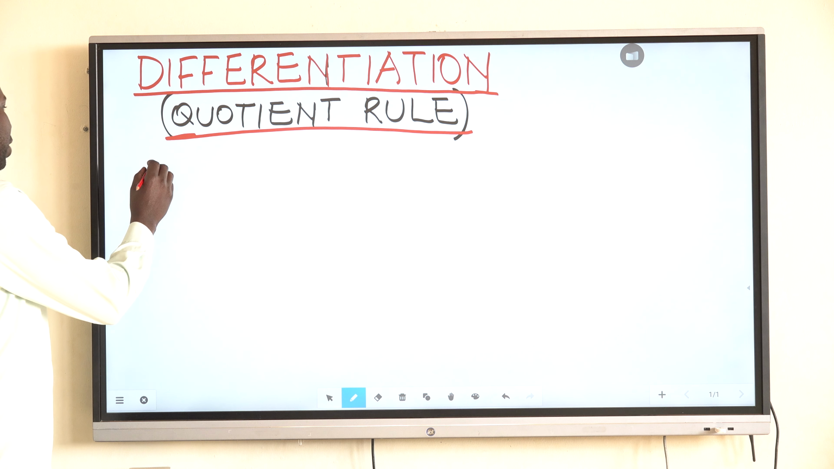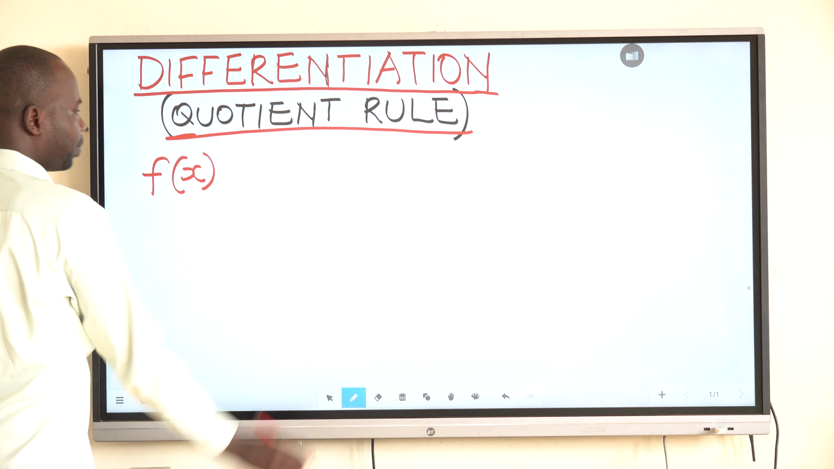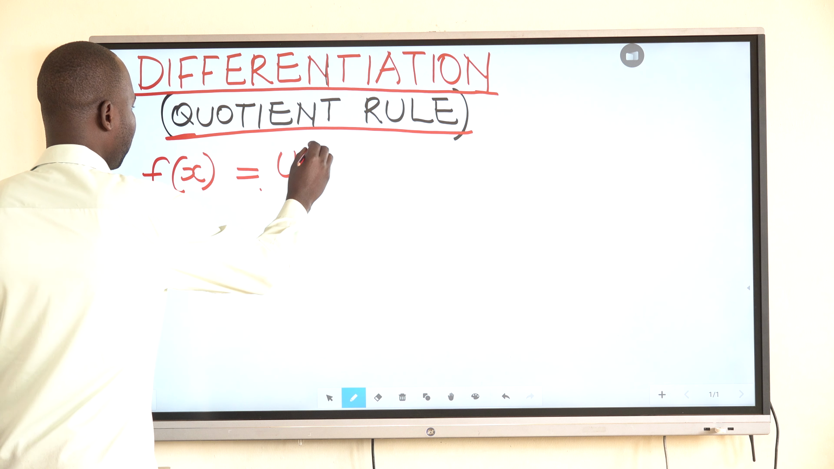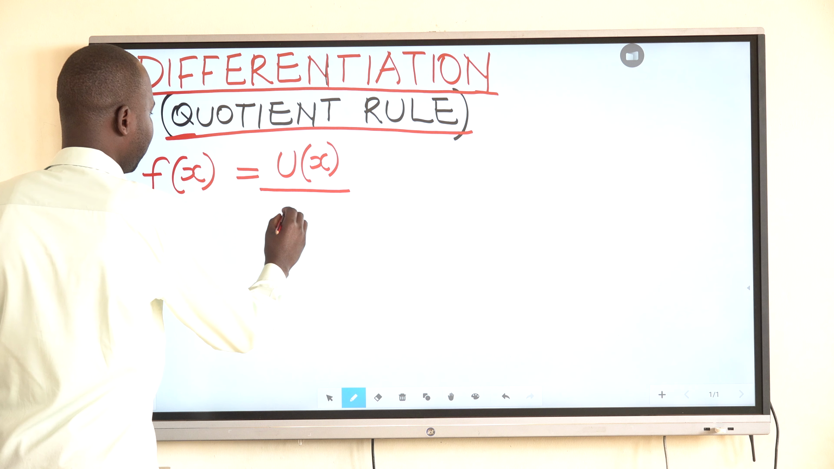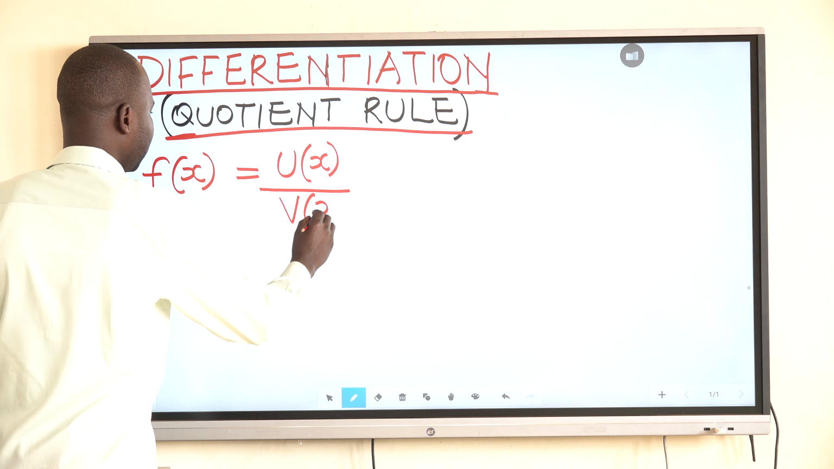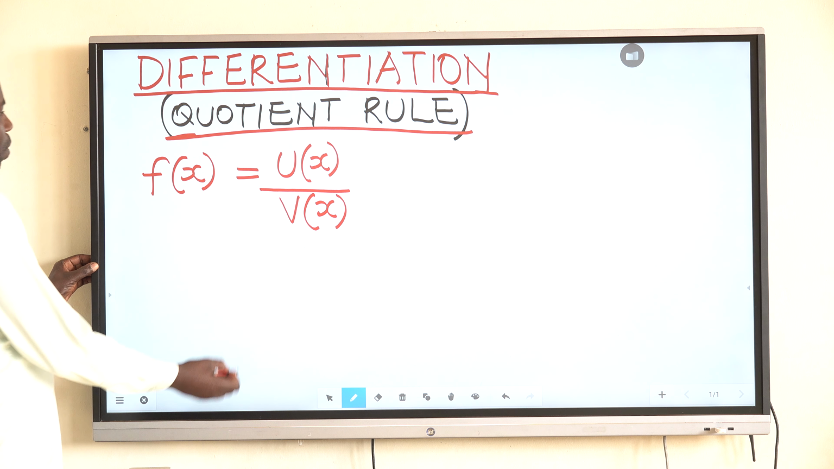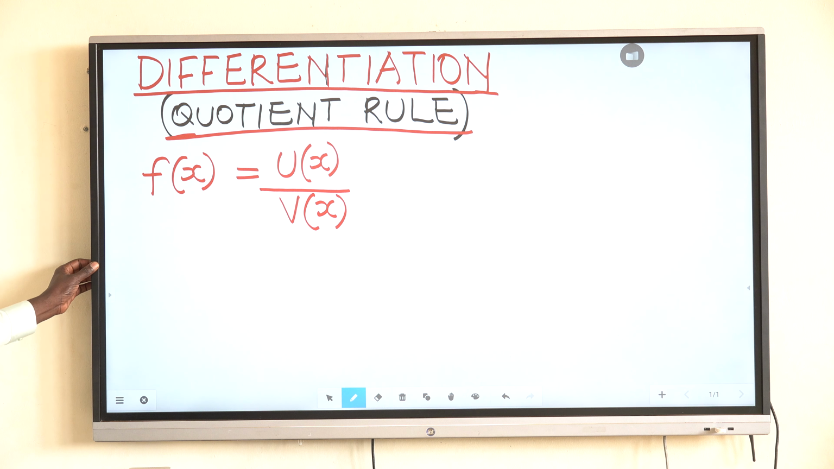You may be given a function f(x) equals u with respect to x divided by v with respect to x. This could be the function. So what do we use here when we are talking of the quotient rule?